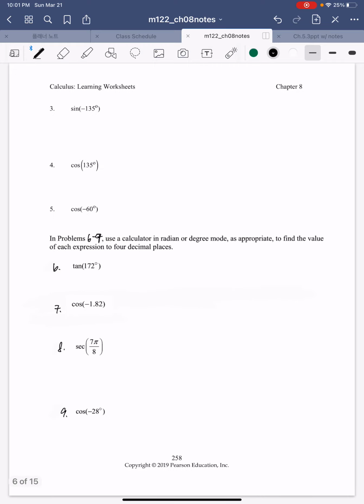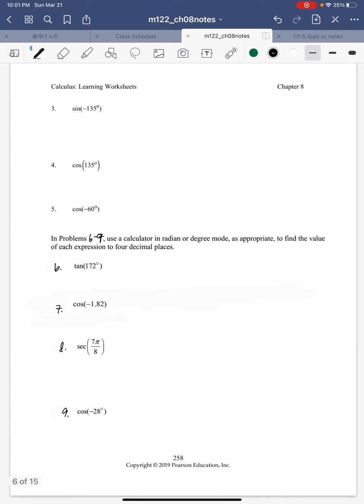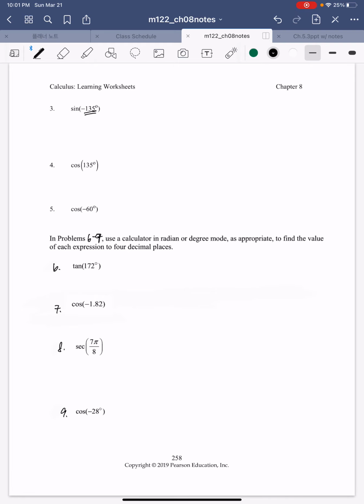Keep going. This is a negative angle, and this is in degree mode. So 135, the reference angle will be 45 degrees. Now this is going in a negative direction. So negative 135 will be, where does it end?